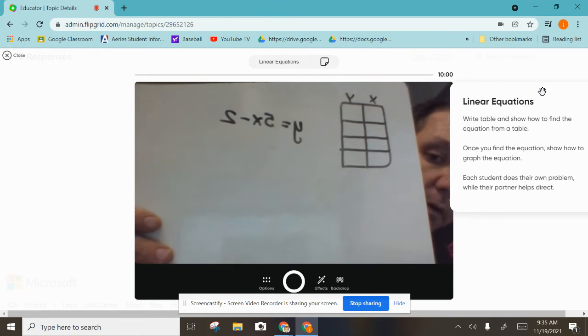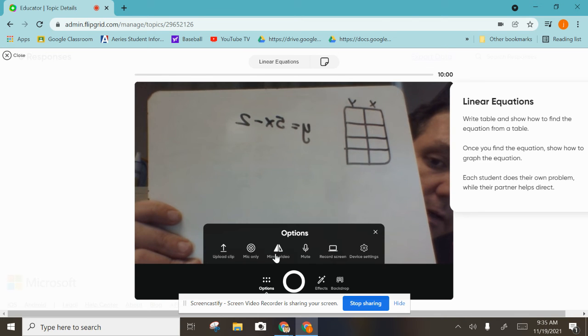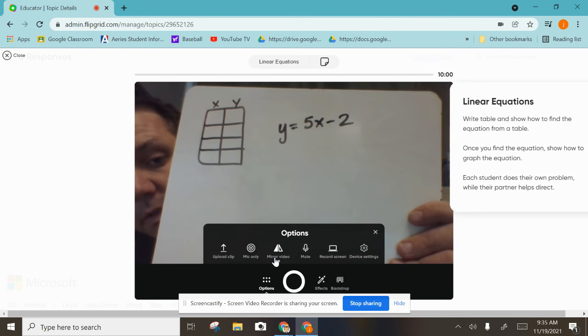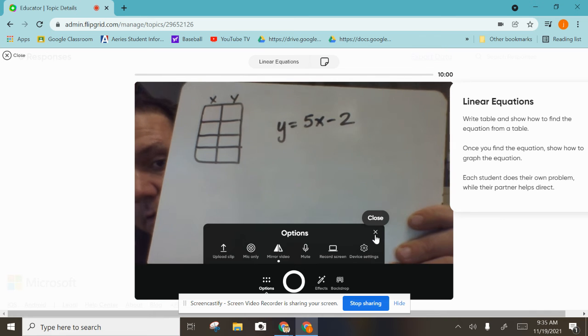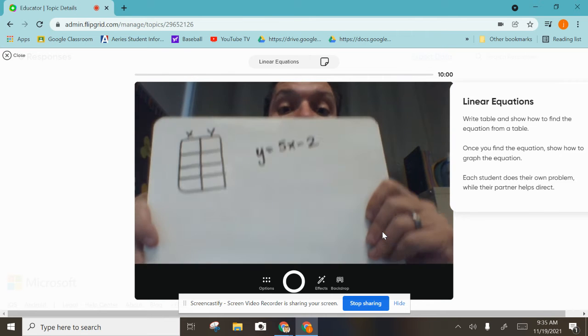So take a look at this button right here. Right here where it says options, hit the mirror video. The mirror video switches it around. And you're doing all of this before you even start recording. So you haven't started recording yet. But now here's the deal.